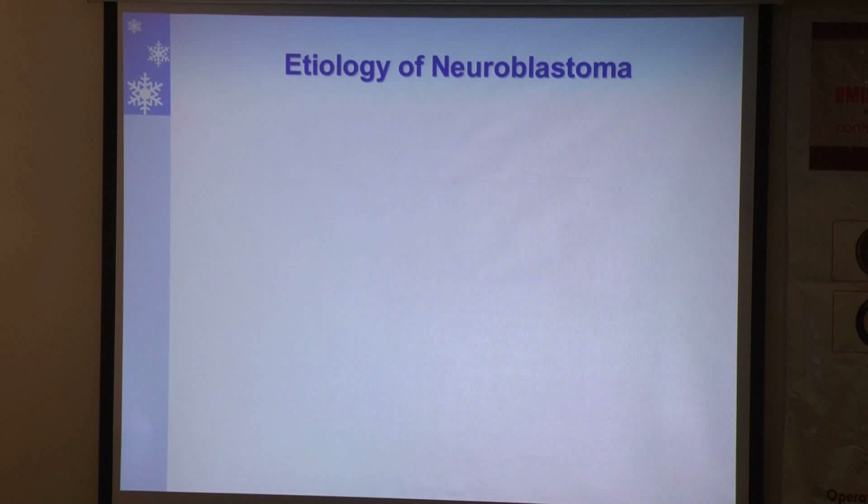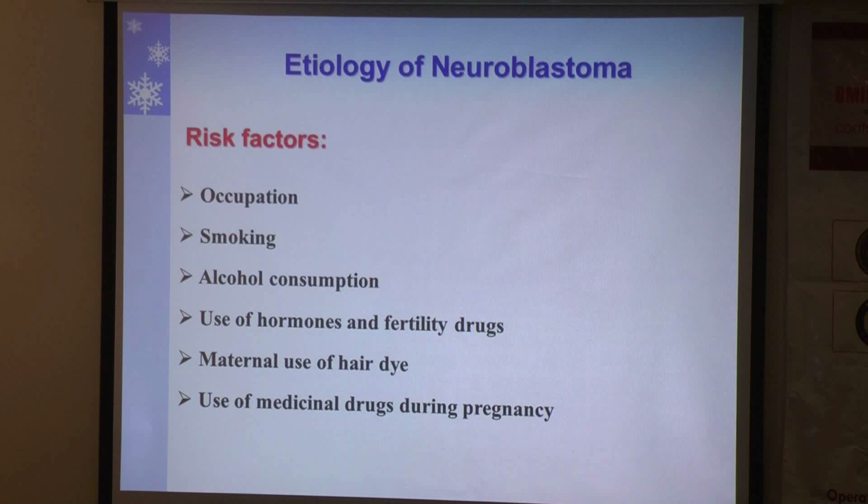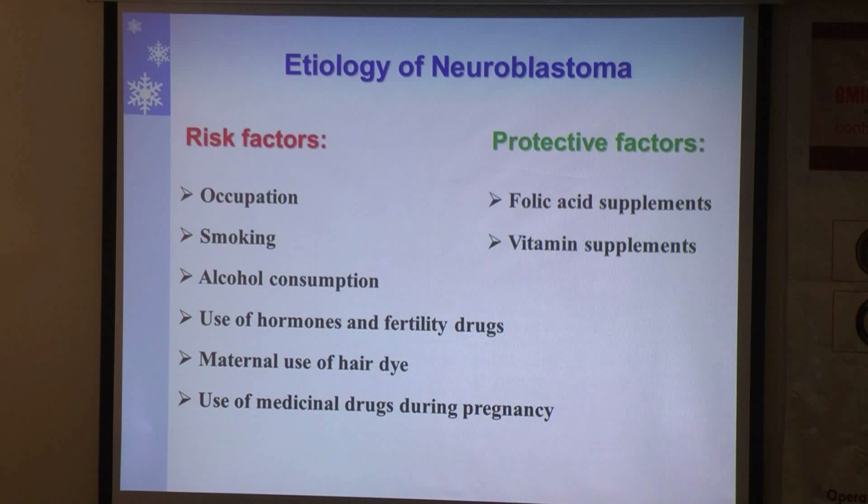So, what is the etiology of neuroblastoma? It's not well understood. Basically, a number of risk factors have been proposed, for example, certain occupations, exposure to chemicals in certain industries, smoking, alcohol consumption, or using certain hormones and fertility drugs. This has also been associated with maternal use of hair dye and use of medicinal drugs during pregnancy. However, protective factors for neuroblastoma development include the use of supplements, folic acid supplements, and vitamins.